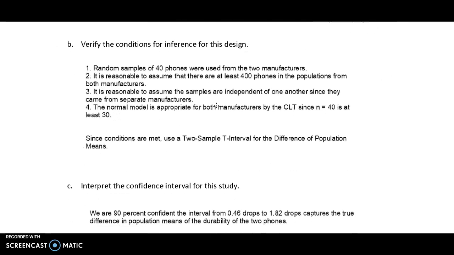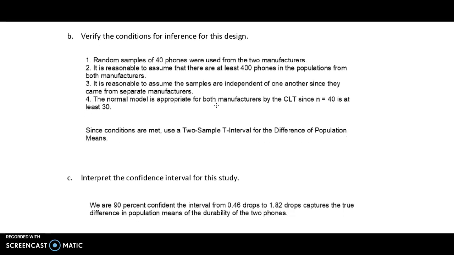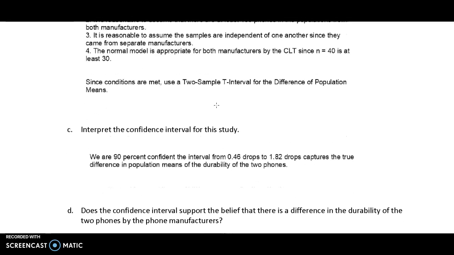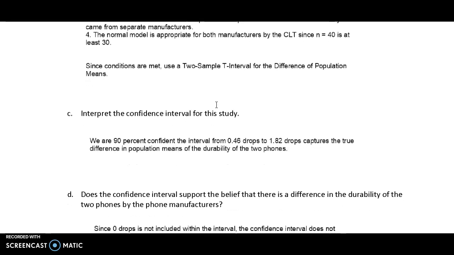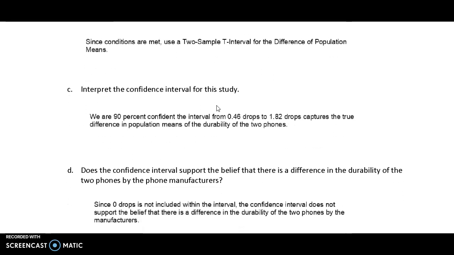Next up, when we interpret it, we are 90% confident the interval from 0.46 drops to 1.82 drops captures a true difference in the population means of the durability of the two phones. Does our interval support the belief that there is a difference? Well, yes, since 0 drops is not included within the interval. The confidence interval does not support the belief that there is a difference.